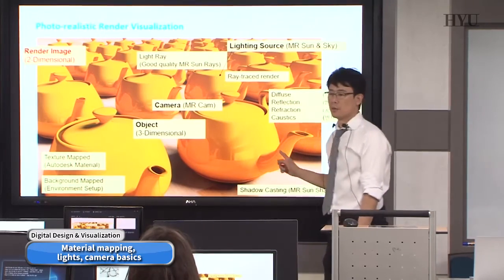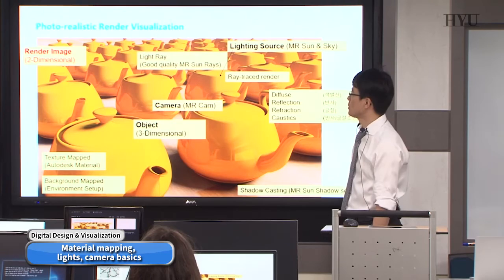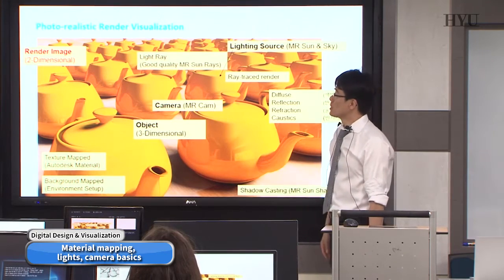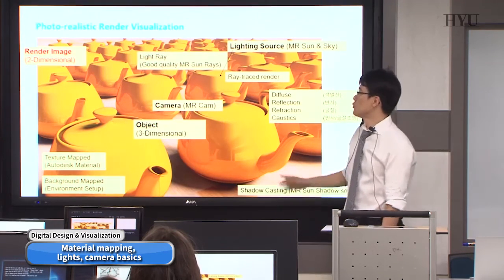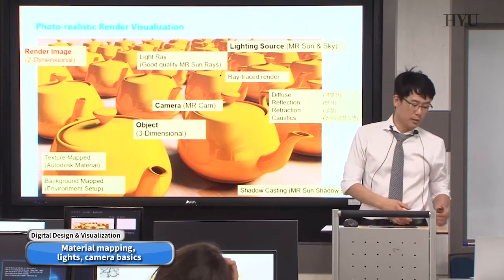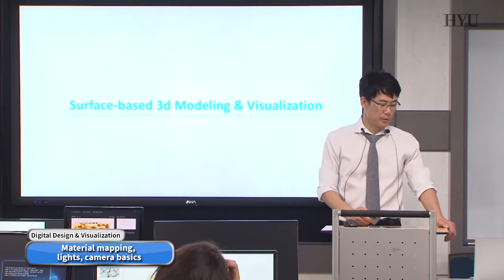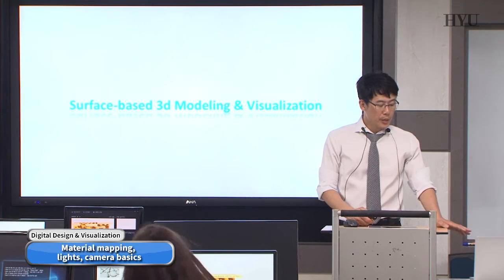This is lab exercise number 3 today. I'll let you know what to do, how to do, okay? Anyway, photorealistic render visualization can be done in this way, quickly and easily, by using 3D Max and mental ray based upon Autodesk material. That's my point.